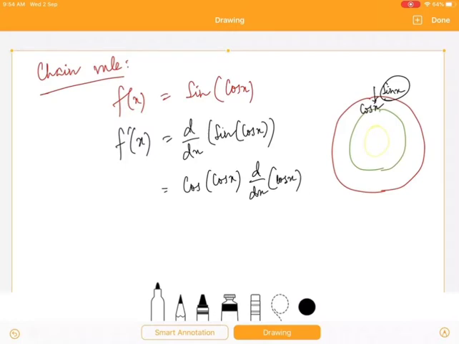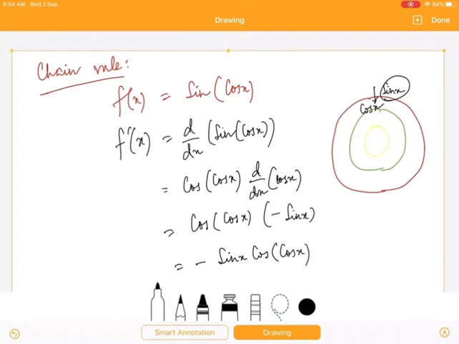Now what is differentiation of cos x? Differentiation of cos x is minus sin x. So what we have? Cos of cos x times minus sin x. So this minus sin x will come out front: minus sin x cos of cos x. So this is how we apply the chain rule in here.